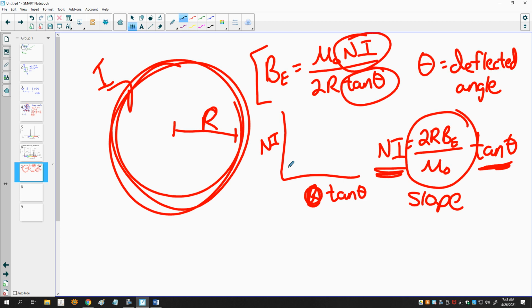So if I make this plot, doing all the stuff that you know about how to do plots, make sure that when you're finding the slope, you use a good best fit line and not individual data points. You find the slope and set that slope equal to this expression, and then you can solve for the magnetic field.